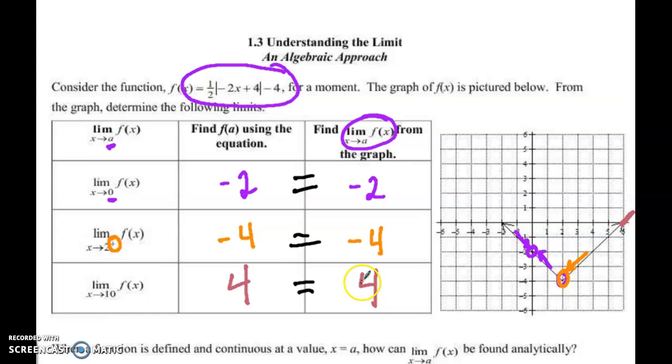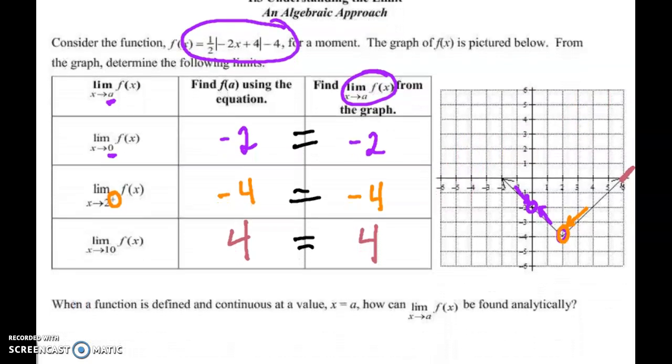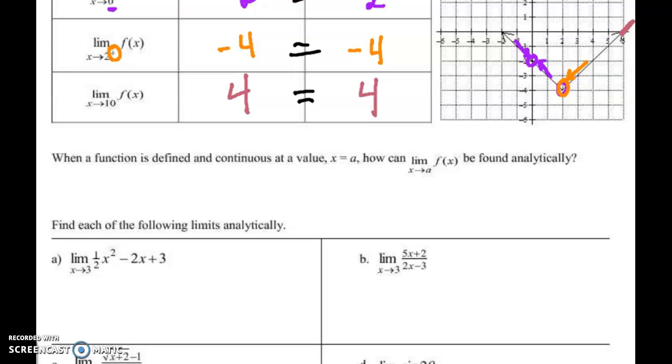So your question might be, is that always going to be the case? Well, as long as the function is defined and continuous. Because if you recall from a previous lesson, we could have holes, we can have asymptotes, we can have things that kind of break up. But if it's defined and continuous, then you can find the limit as x approaches a of f of x by just finding what f of a is. That's an equal sign. So we sometimes use the phrase direct substitution.